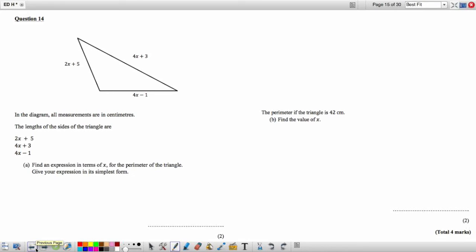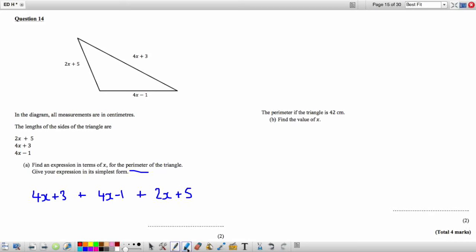Question 14. In the diagram, all measurements are in centimetres. Here we have a triangle where the lengths have been expressed algebraically. We need to find an expression in terms of x for the perimeter. The perimeter is the distance around the triangle. Therefore, we need to add up the 3 sides. So our first side, 4x plus 4, add 4x minus 1, add 2x plus 5. We're then asked to give this in its simplest form.